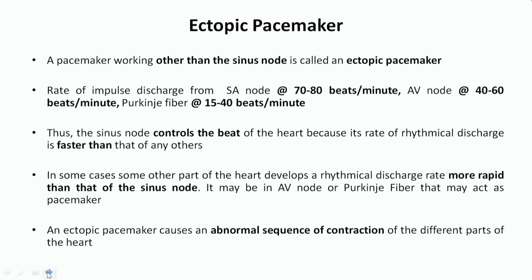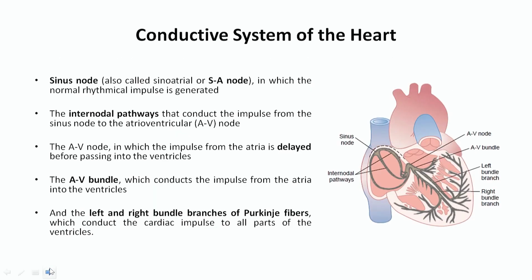In some cases, other parts of the heart develop a rhythmical discharge rate more rapid than that of the sinus node. It may be in the AV node or in the Purkinje fiber, and that may act as a pacemaker. So an ectopic pacemaker causes an abnormal sequence of contraction of the different parts of the heart. So rhythmic contraction will not take place. If some cells develop pacemaker-like activity other than the SA node, then the rhythmicity of the heart will not be maintained. Different parts of the heart will contract in different manners. So that is called an ectopic pacemaker.